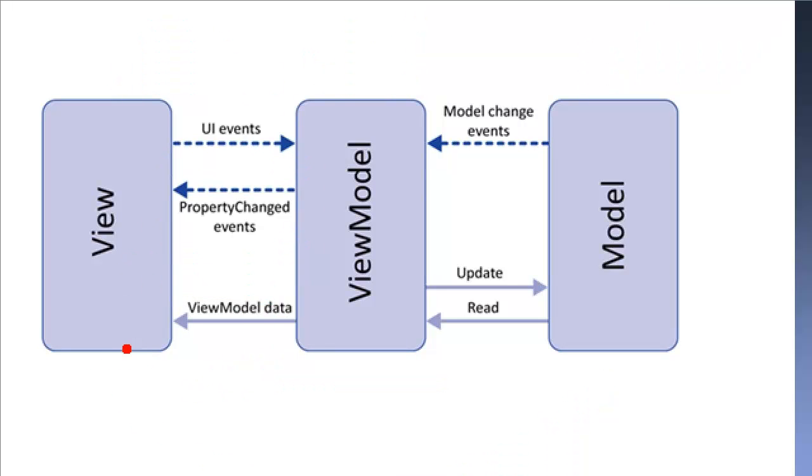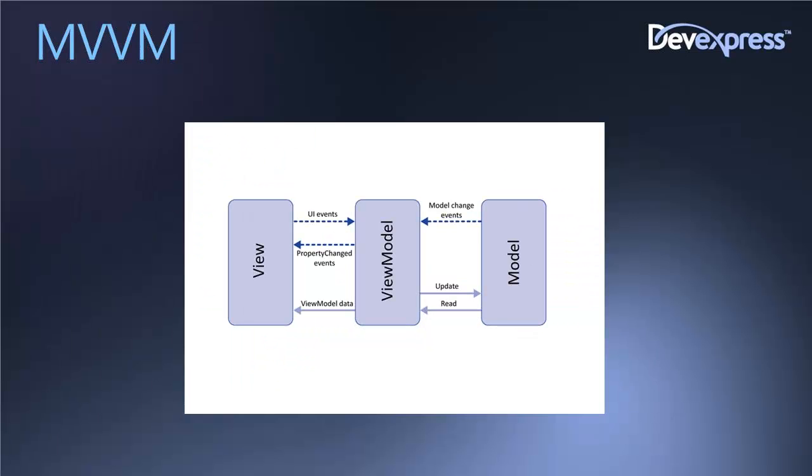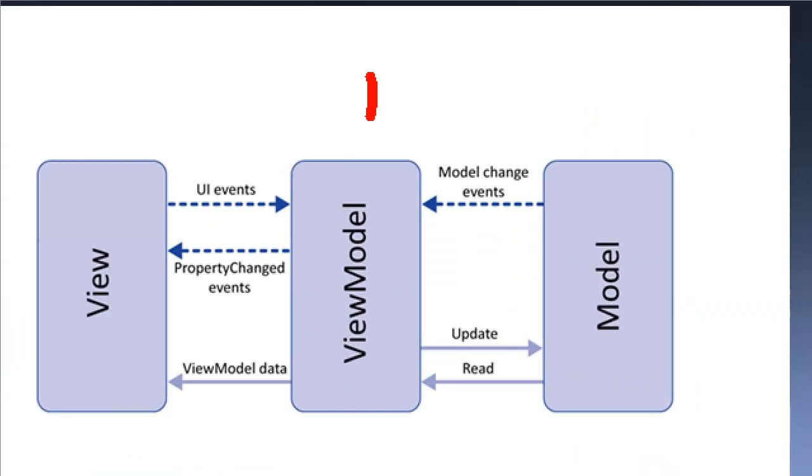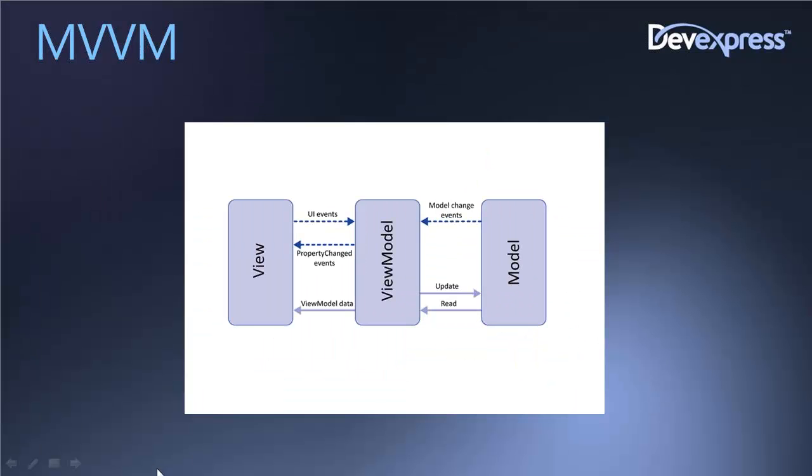So let me erase all my arrows. What it does is anytime the model changes, the view model knows about it. It has property changed events that are sent back to the view, and the reads and updates happen between the view model and the view, right? So there's some statefulness that's managed here in the view model and other things, okay? So hopefully this little diagram helps, because we actually are going to literally create a view model class, okay?